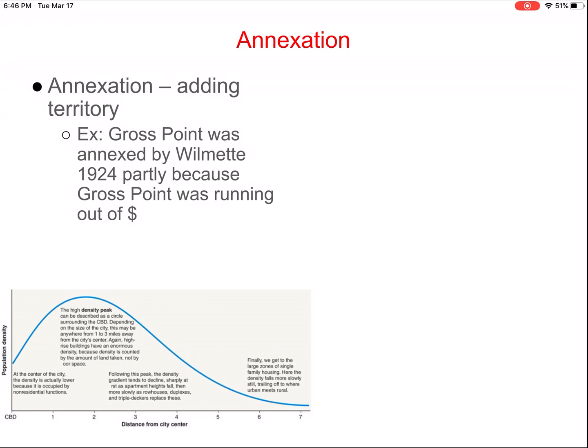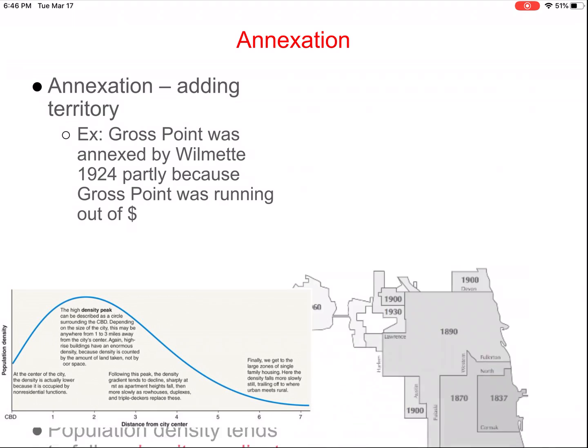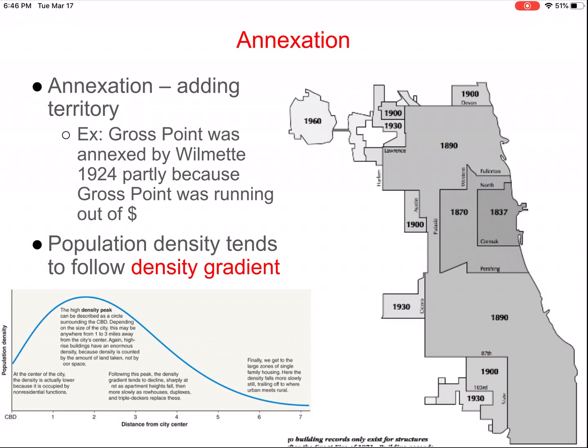Grosse Pointe, like any other town, is a legal body. It's an entity that exists on paper. So if it was running out of money, it was in need of being bailed out, essentially, or being bought out. This was what happened to Grosse Pointe. It was essentially bought by Wilmette. So Wilmette expanded by annexing Grosse Pointe. There are tons of examples of how this has happened in the Chicago area.